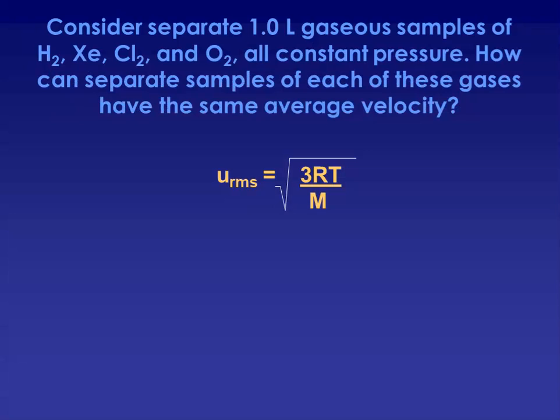And then the final question we're going to look at in this section, you have 1 liter samples of hydrogen, xenon, chlorine, and oxygen. They're all at constant pressure. How could each of these gases have the same average velocity? If they are all at the same pressure and we want them to have the same velocity, we would have to have a ratio of your Kelvin temperature to their molar mass that would be the same because the other two values are constants.